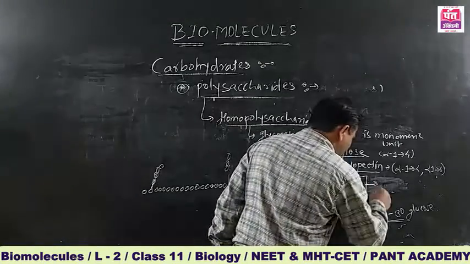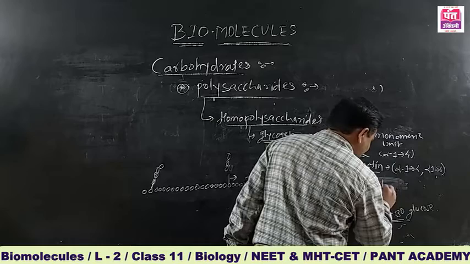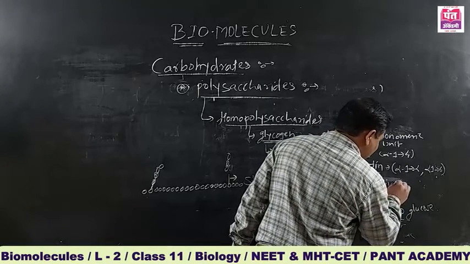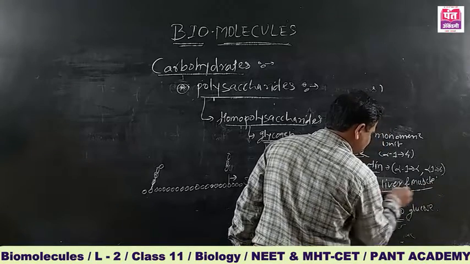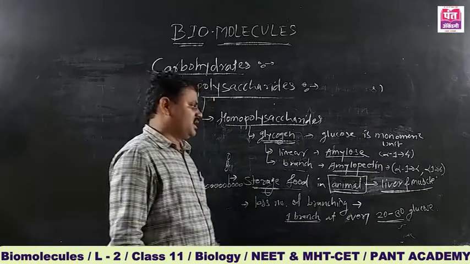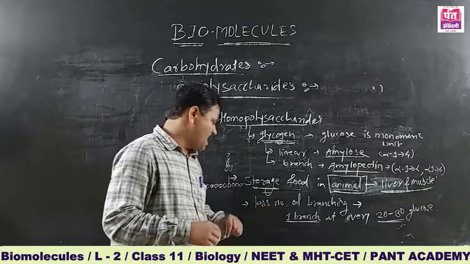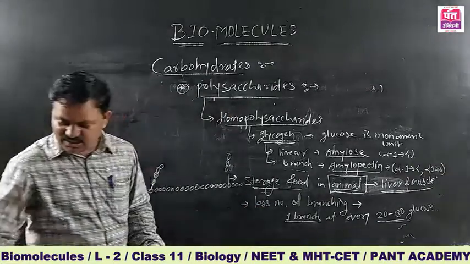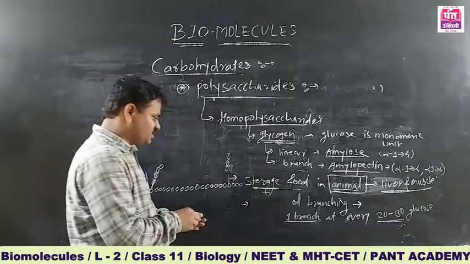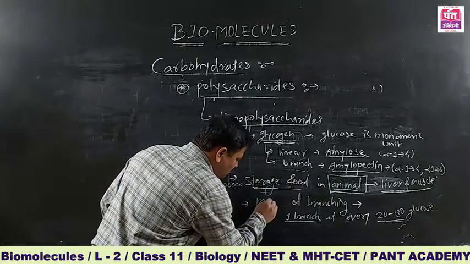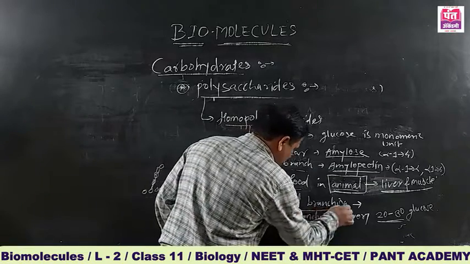So where in the animal body will this glycogen be found? Mostly in two different organs. It is found in the liver and muscle. In liver and muscle this glycogen is present, stored in two different kinds of organ: one is the liver and another is the muscle. But here we can see another difference in the glycogen. It contains more branches.